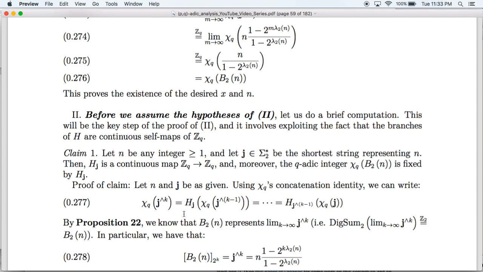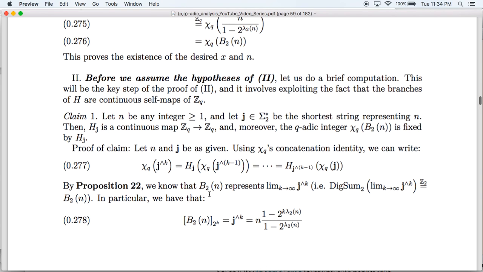Using chi_q's concatenation identity, chi_q of bold J concatenated k times is H of bold J concatenated k minus 1 times applied to chi_q of bold J. By Proposition 22, we know that B2 of n is represented by the string obtained by concatenating infinitely many copies of bold J.